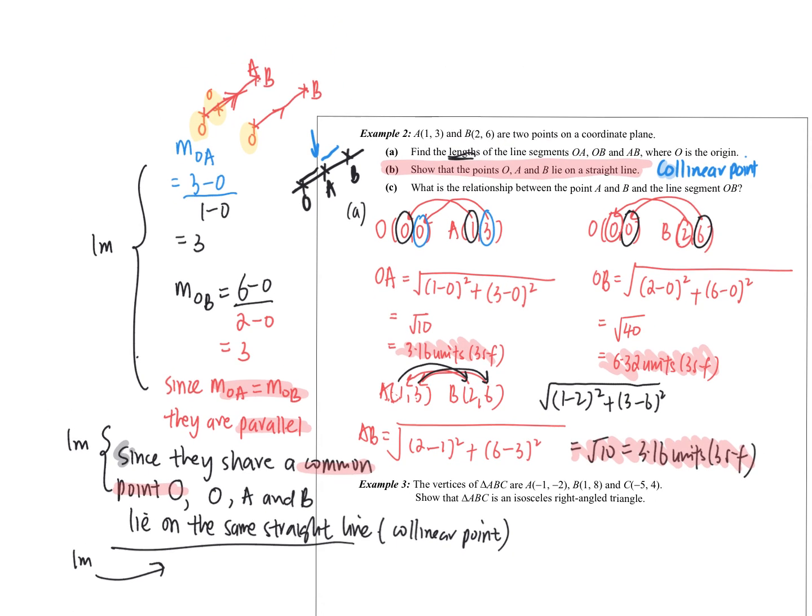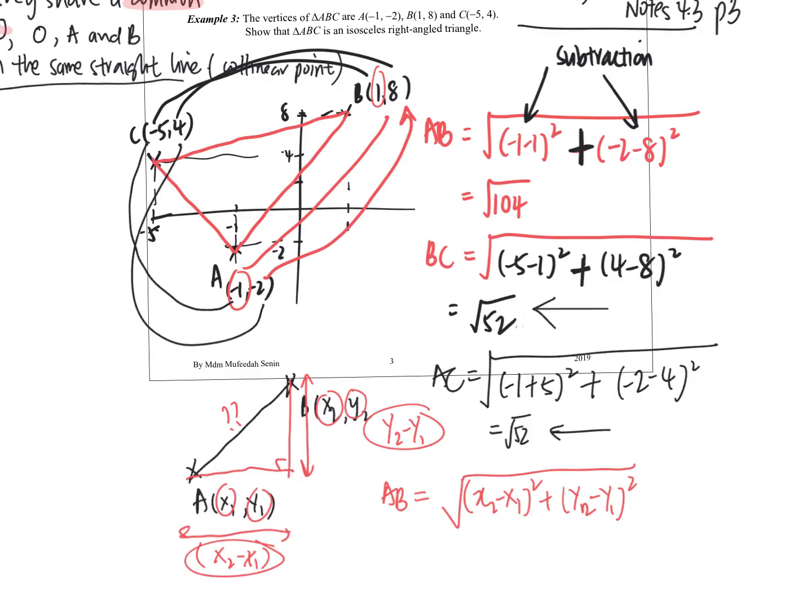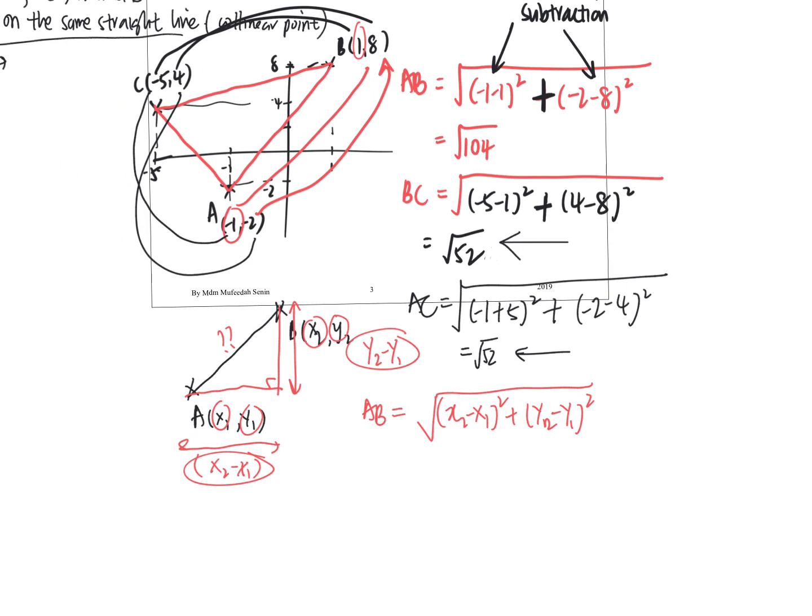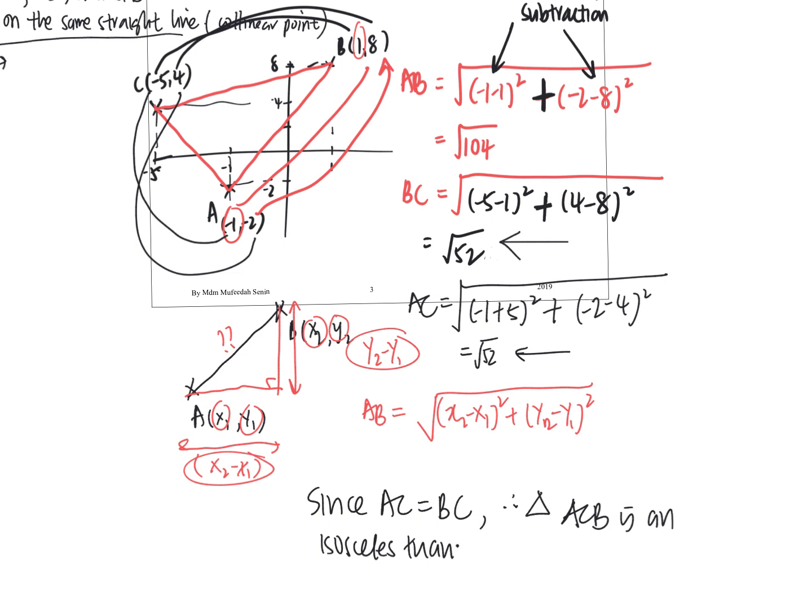Okay, part C, if anybody can tell me what you think correctly, then you earn a chocolate for yourself for the next lesson. I'll bring. This one and this one are equal. So you can do a conclusion. Since AC is equal to BC, therefore triangle ACB or ABC is an isosceles triangle. Okay, so all you need to prove is there are 2 equal lengths.